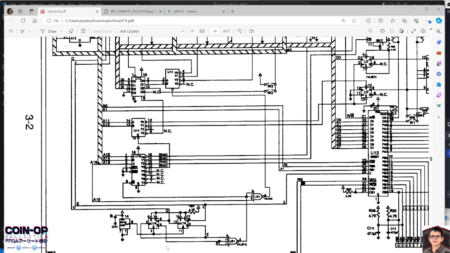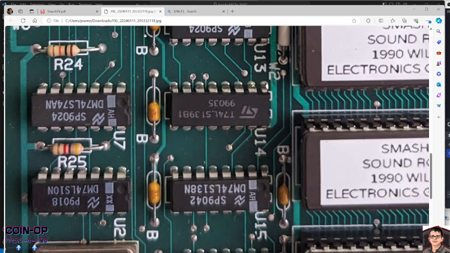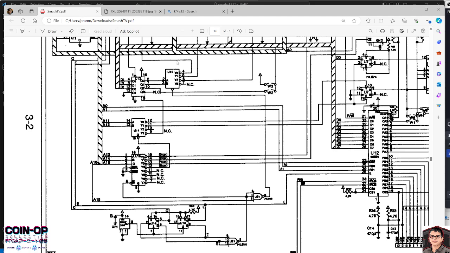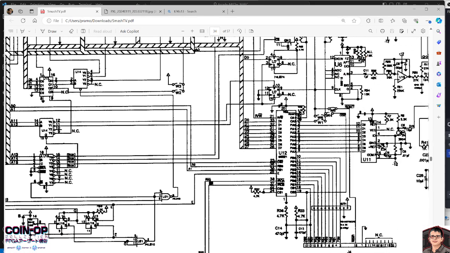Okay, and the U16 is what? Let's see what the U16 is. Same. Yep, it's just another type of the same kind of chip. It's a logical chip, I think. All right, so we ignore those.